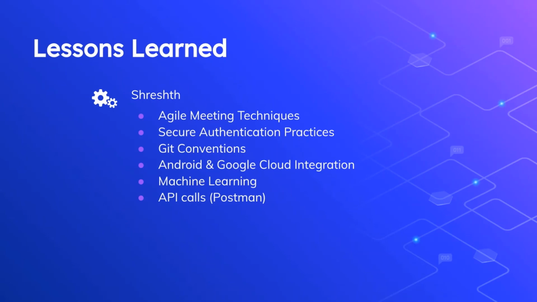So the first thing I got to learn was agile meeting techniques such as Scrum, sprints, Scrum Masters, and how the process works in the industry and learning how to adjust to it. Then I learned about secure authentication practices since we were using Firebase authentication, and our mentor Sam had a lot of expertise in that area. So he gave us a workshop in terms of authentication, secure practices, how you should be doing it, and I got to learn a lot from that.